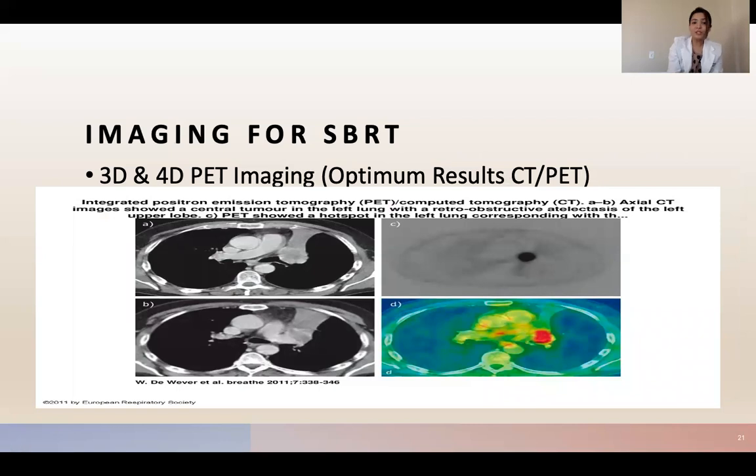3D and 4D PET imaging is used in conjunction with the CT to get the optimum results. So again, both of these modalities are used in conjunction together to get the best follow-up studies done. So here I have A and B, the CT axial images. C and D are PET images. C is without the contrast. D is using FDG as contrast. And you can see how FDG has picked up the hotspot very well here. So both of these modalities, CT and PET, are used in conjunction together to get the optimum results during SBRT.